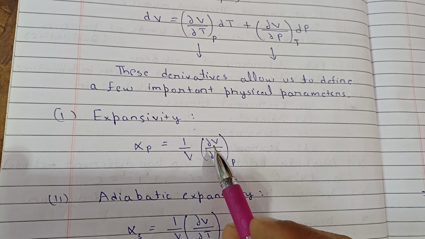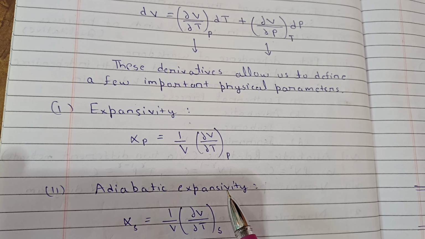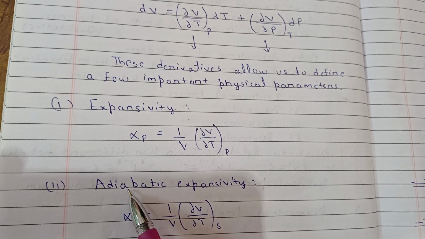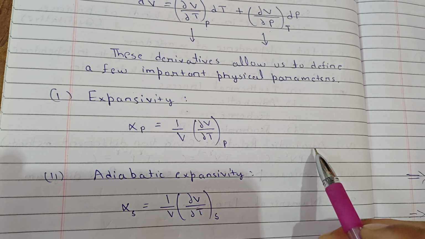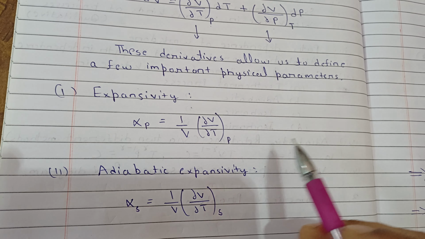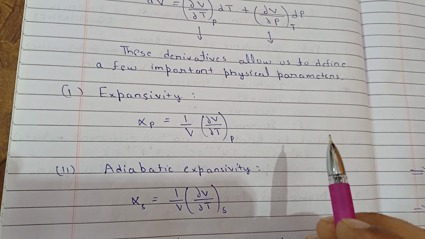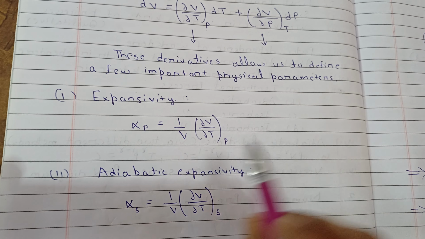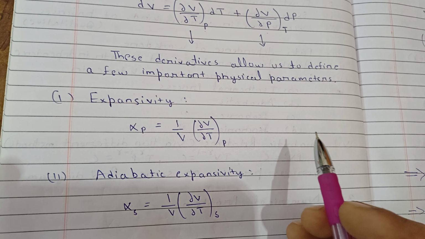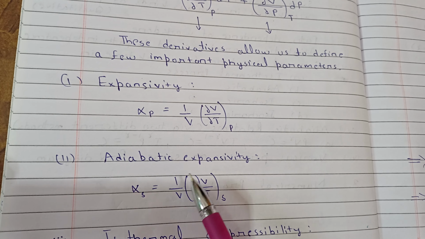And now we can define it in terms of adiabatic expansivity also. What is the meaning of adiabatic? That means the heat exchange is zero, and if heat exchange is zero, then the entropy change will be zero. So just don't confuse, we will discuss them. Just remember that if heat exchange is zero and the process is adiabatic, then entropy will remain constant. So that is the isentropic process.